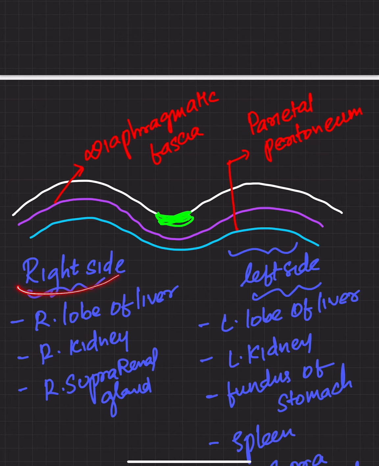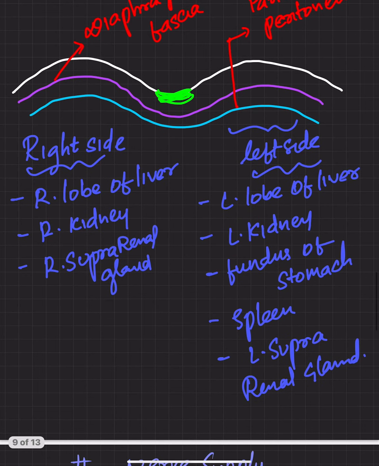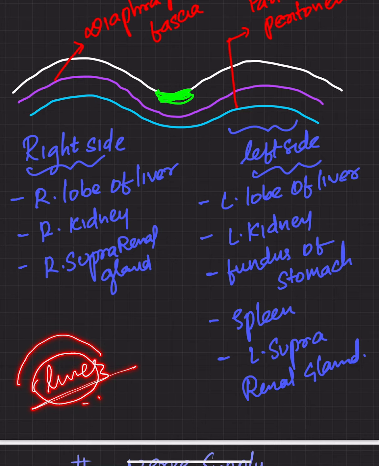Now coming to the relations of the right dome. To the right dome, the structures present over there are right lobe of the liver, right kidney, right suprarenal gland, left lobe of liver, left kidney, fundus of the stomach, spleen, and left suprarenal gland. If you see, this right dome is more concave than the left dome. This is due to the presence of the liver.